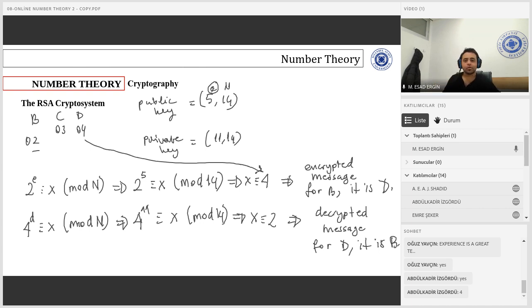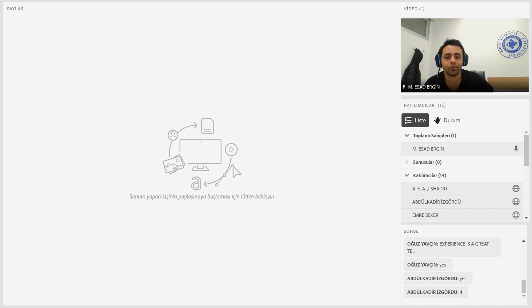Of course, when you find the encrypted message and you decrypt it, you have to get the original message. So the original message, in our case, is B. Is there a problem? Is there a question? Now I'm going to share with you some other examples.